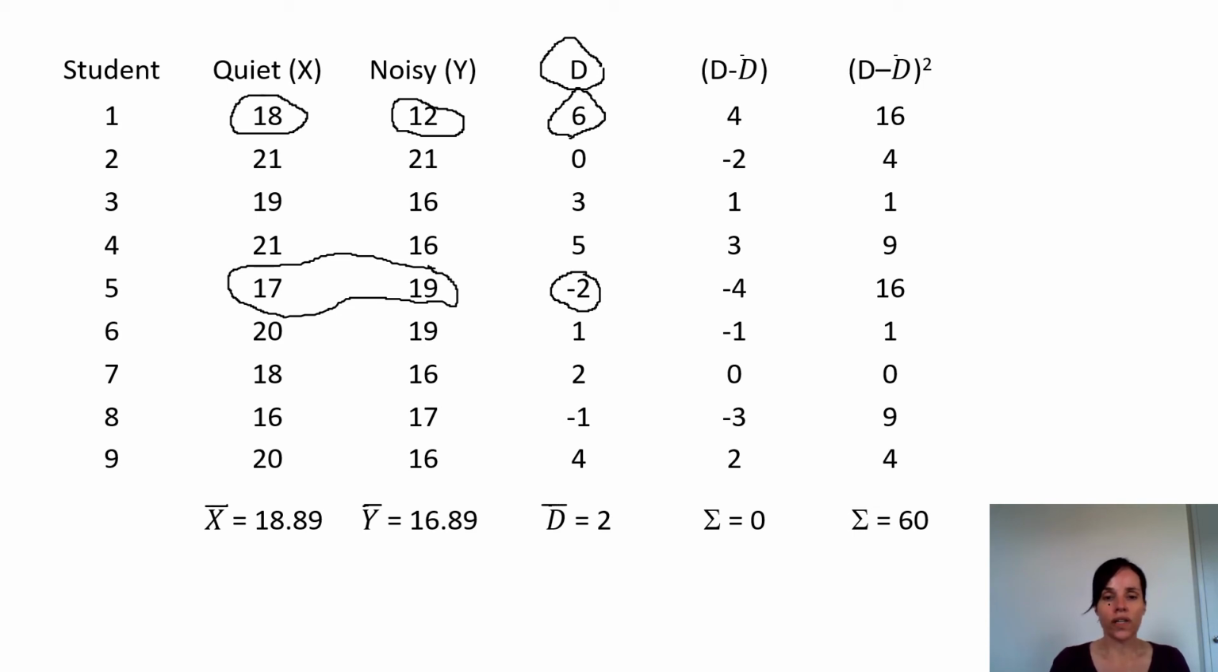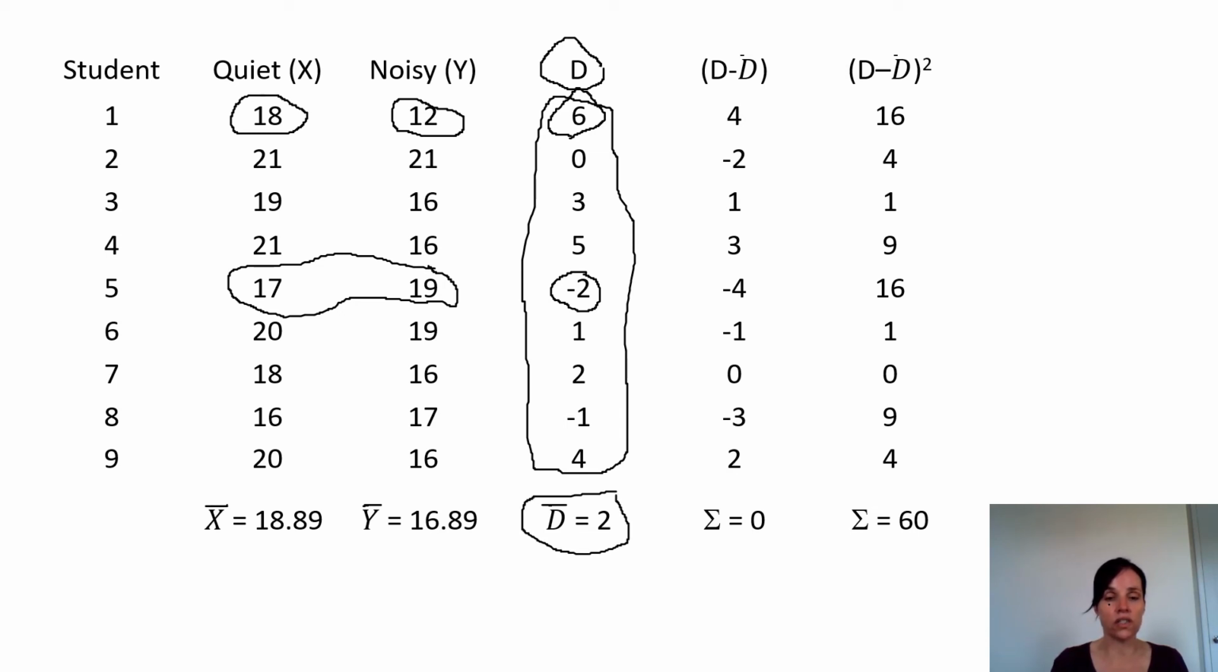So the next thing that we're going to do is calculate D bar, the mean difference score. So we're going to add up all of the D scores, all of the difference scores, and divide by how many there are. So when I add 6 plus 3 is 9, plus 5 is 14, minus 2 is 12, plus 1 is 13, plus 2 is 15, minus 1 is 14, plus 4 is 18. 18 divided by 9 scores is 2. So D bar, the mean difference score, is 2.